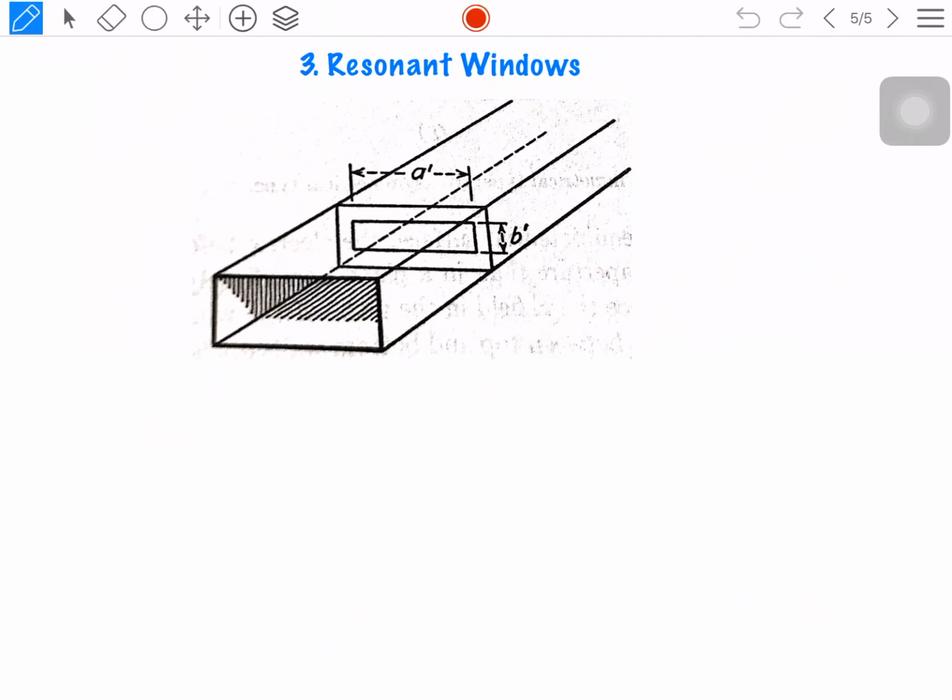Moving ahead, the last one is resonant windows. A conducting diaphragm is shown in the figure here. It is going to give you a parallel LC, shown across the guide at this particular point. Now this diaphragm is called a resonant window.